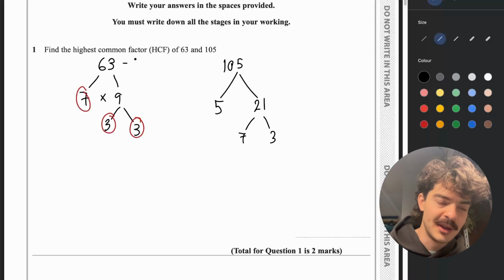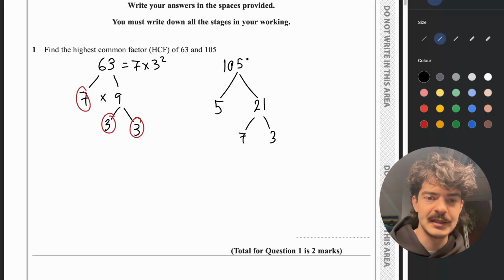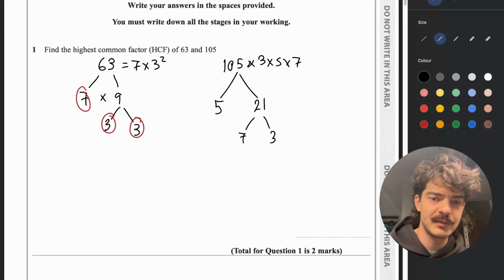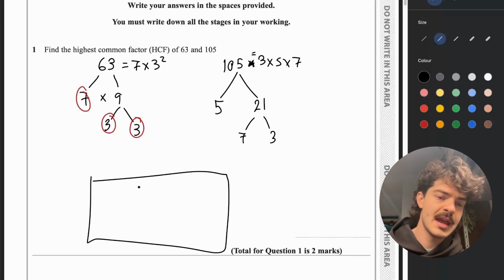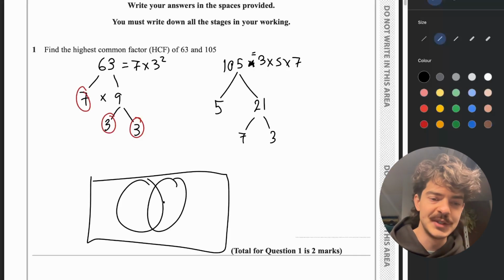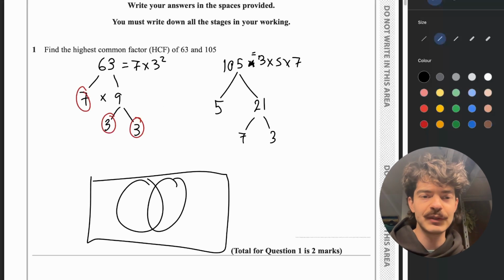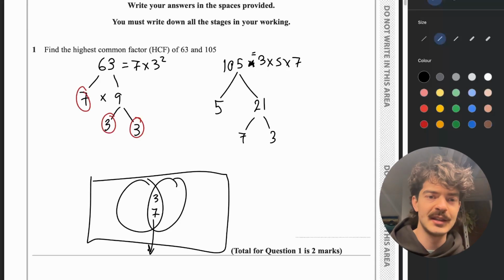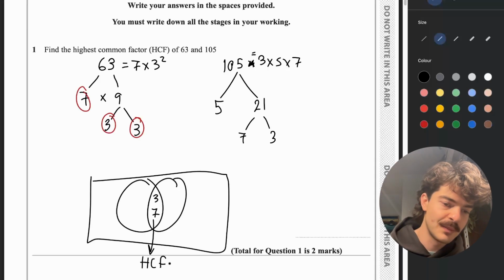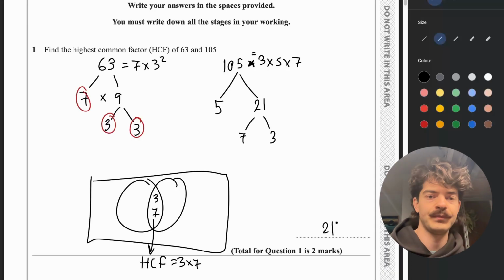Wonderful. So we can write all of these in index form. 63 is 7 times 3 squared, and 105 is 3 times 5 times 7. And then we're looking at the values that are common to both. You'll notice that 3 and 7 are in both. If we multiply these together, this is where you get your highest common factor from. Equals 3 times 7, so 21. Nice.